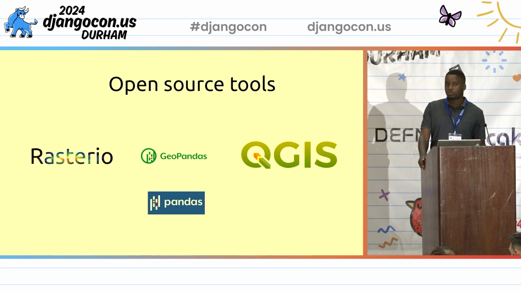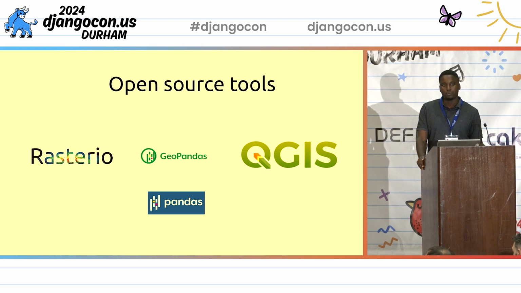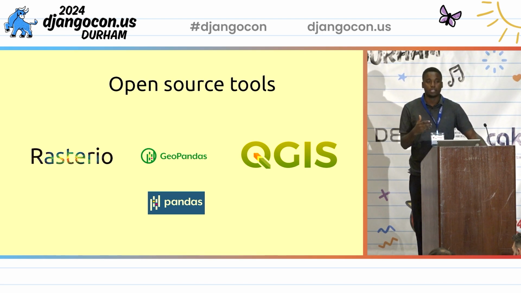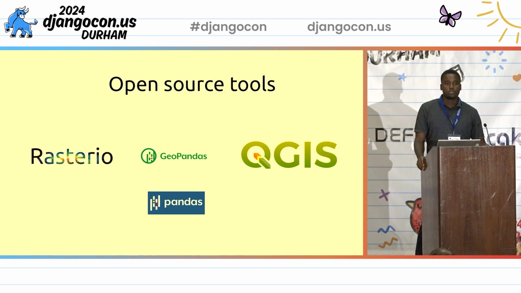Now, the open source tools for Python that are available for visualizing and analyzing geospatial data. As I mentioned, the list is very huge, but for this talk, we're going to focus on rasterio, GeoPandas, and QGIS. We're going to touch a bit on what rasterio is and when you can use it, and then we're going to look at the same questions for GeoPandas and then for QGIS.